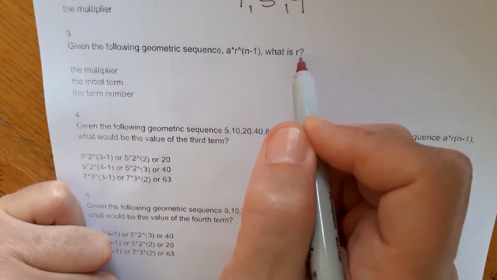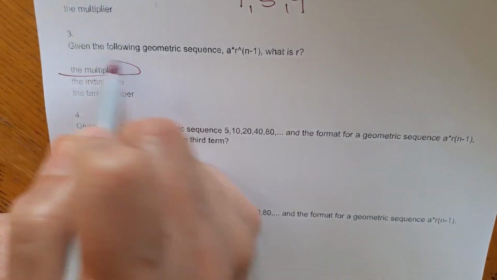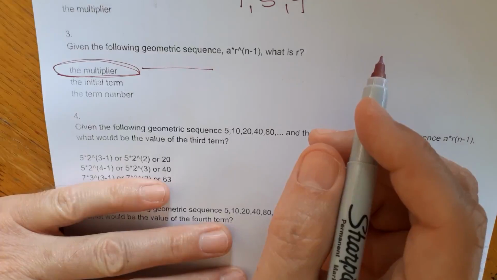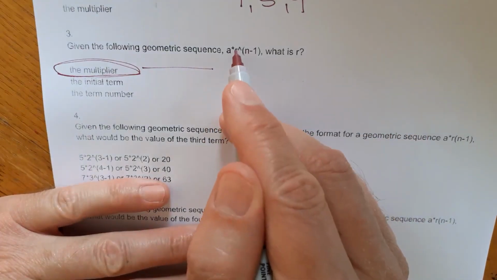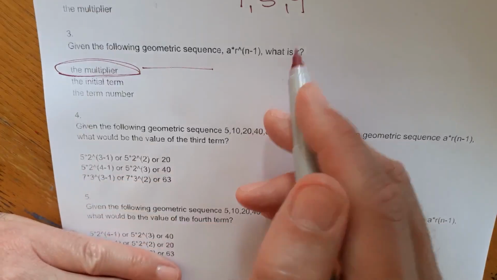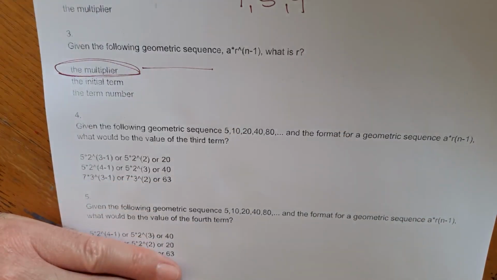Given the following, the same thing, what is r? R is the multiplier. Okay, so we just learned that the multiplier was the rate of change, or R. That's why an R is used for rate of change, or multiplier, or rate in this case. All right, so we're using different words to mean the same thing. That's the rate of change, and we're talking about, is it accelerating?